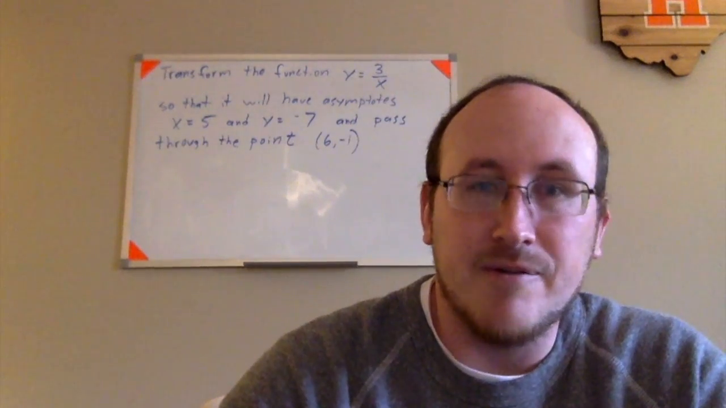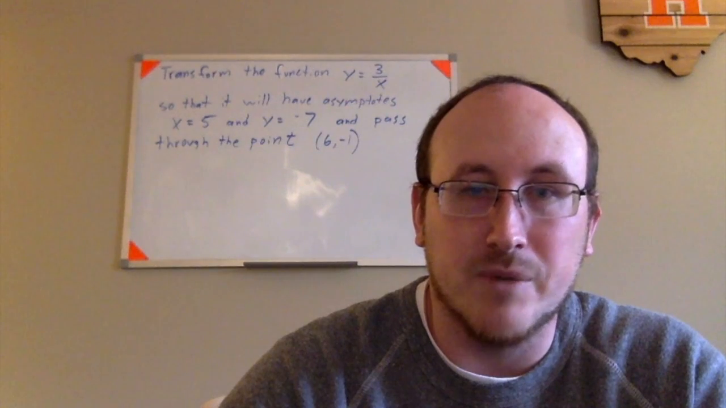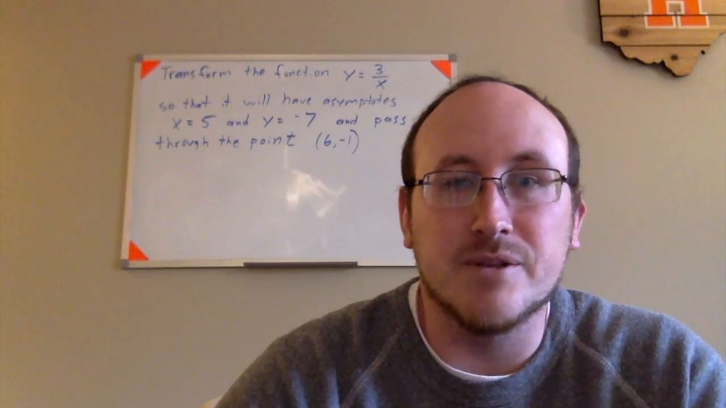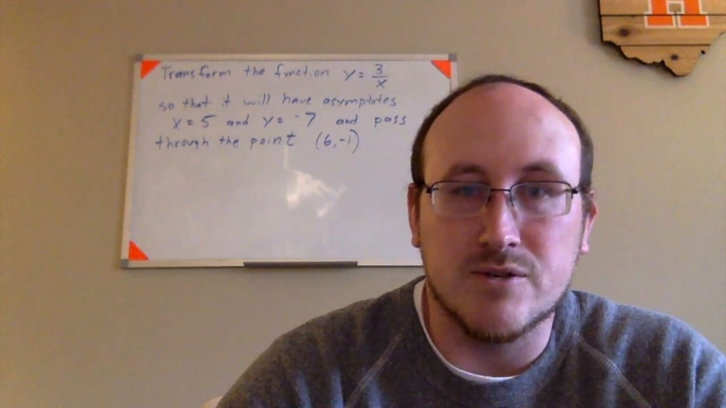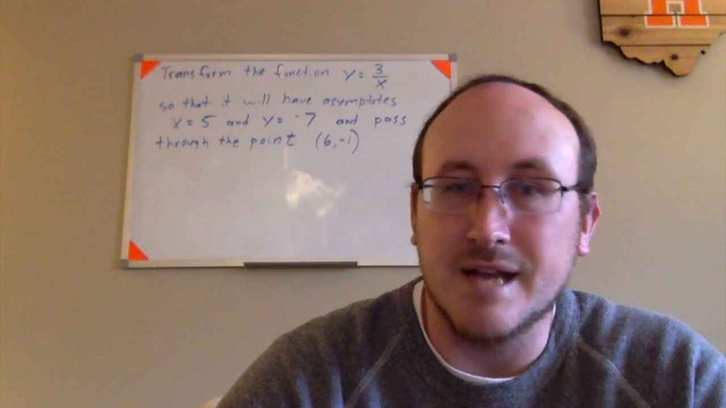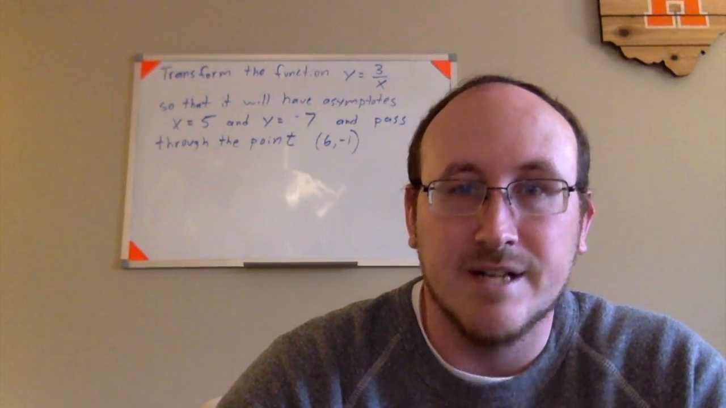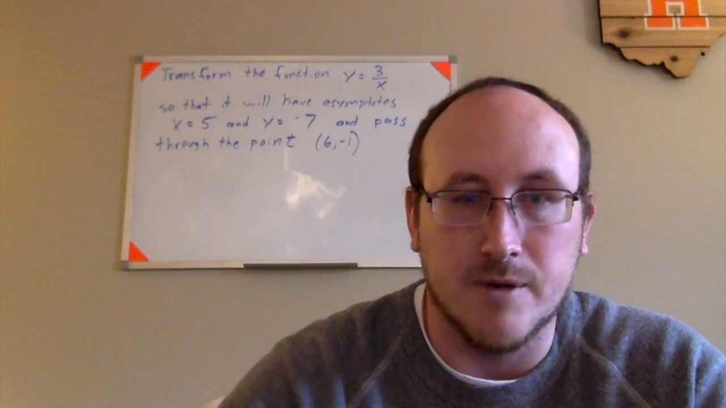If I graph the function that I had previously created, you'll see that it does not pass through the point (6, negative 1). So I need to do something to it to make it pass through that point, and that is going to be dealing with a stretch or compression or reflection to make that happen. So let's look at the graph of the previous function we have, and see what we still need to do to it to make it pass through the point (6, negative 1).